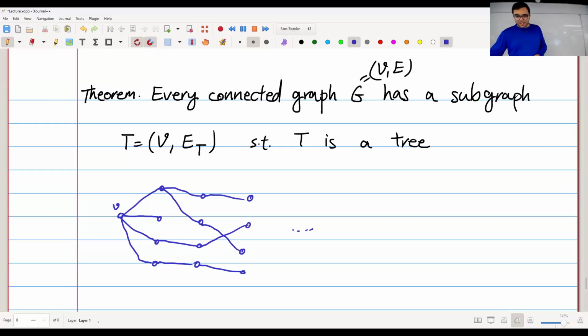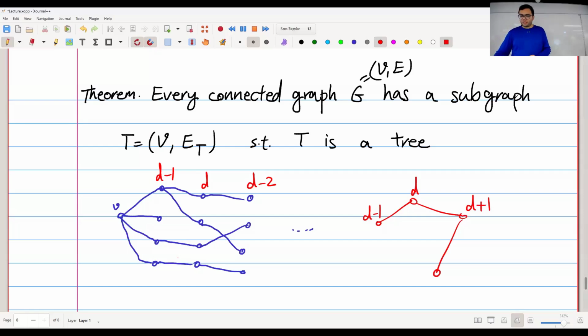Yes, so suppose there is a cycle. What would that tell you? So every vertex that is at level D can only be connected to vertices in D minus 1 and D minus 2. And it's connected to only one vertex in level D minus 1. Okay, but if I have a cycle, let's say this is vertex D. Let's say this is D minus 1. This should be at level D plus 1, right? What is the level of this vertex?